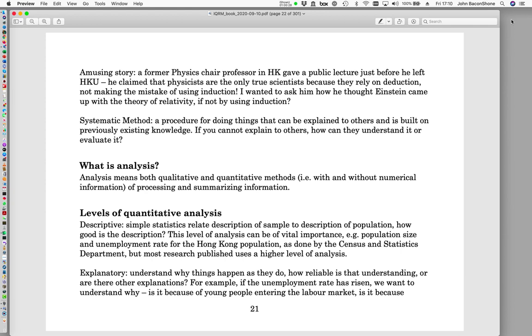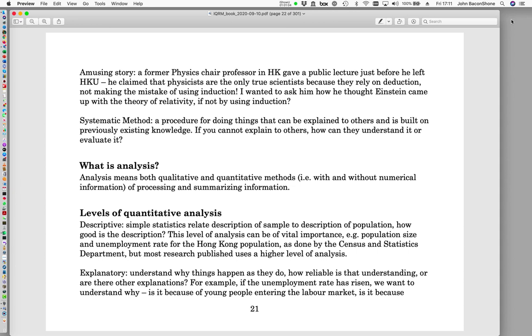analysis. So what's the sort of thing we're thinking about? Well, for example, simple statistics relate the description of the sample to the description of the population. How good is that description? We're going to talk later on about how close our sample results are to the population. That's indeed a core element of what we're going to talk about later on. But even if you've collected a very large sample, there still can be issues about the analysis.